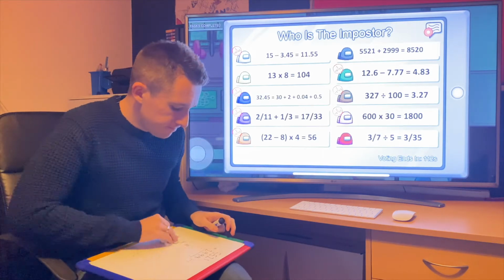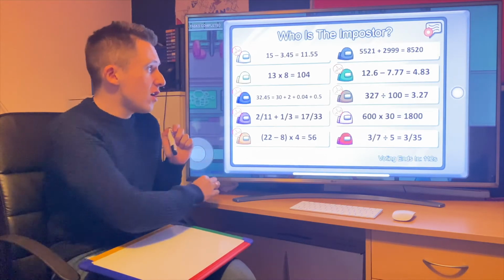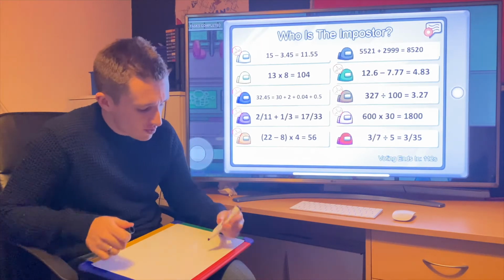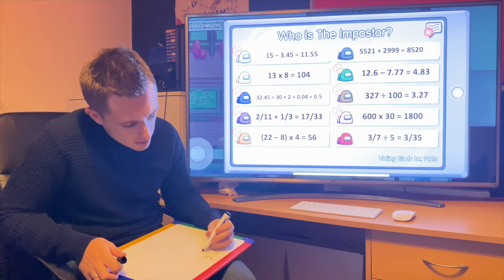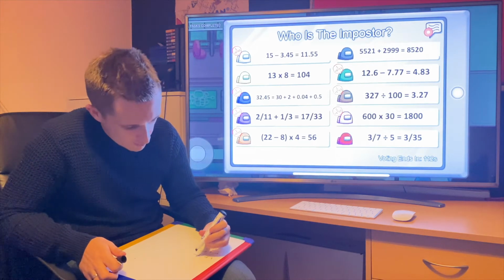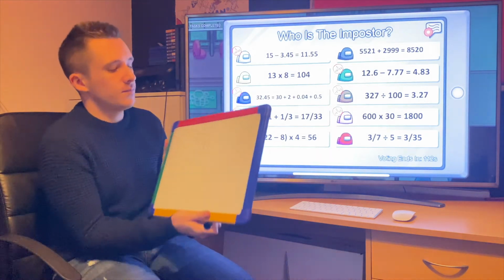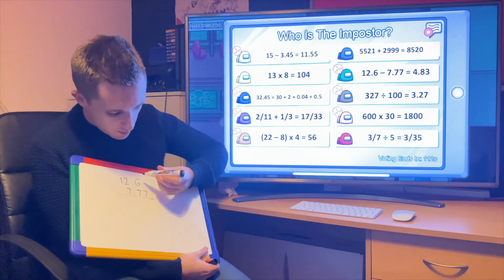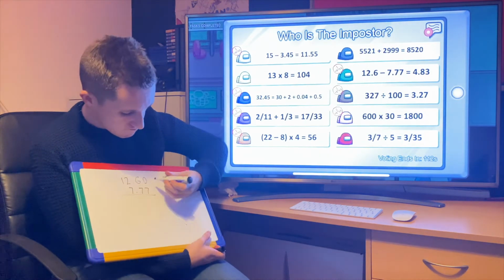Okay, next one is green. Now green says 12.6, take away 7.77. Make sure I drew my line. Now, we can't do that at the moment because we have a gap. So we're going to put the placeholder in there to help us.